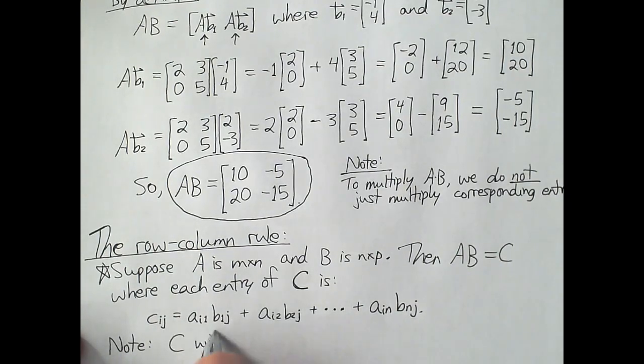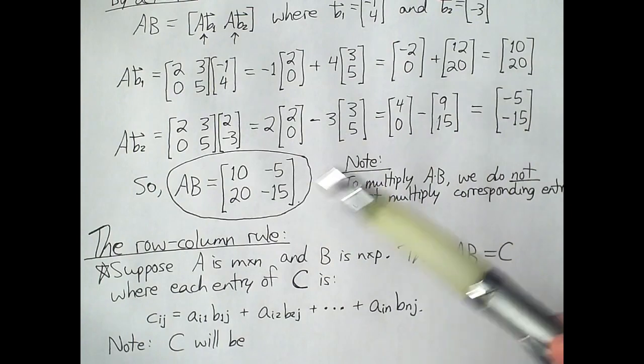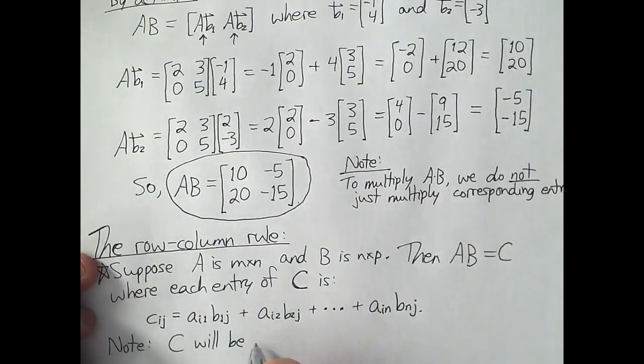C will be, did we talk about what's the size of the resulting matrix? In the example that we did up above, we did a 2 by 2 multiplied by another 2 by 2, and the result was 2 by 2. I'm going to tell you the result is m by p.